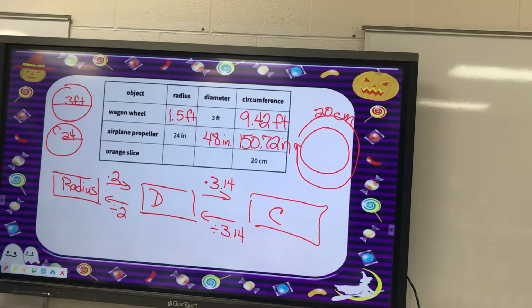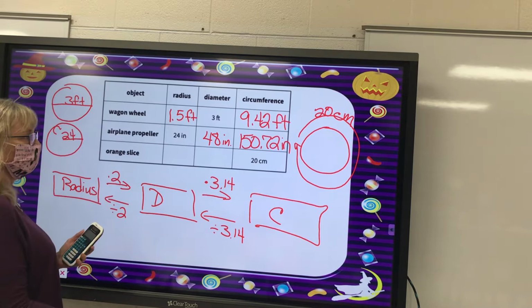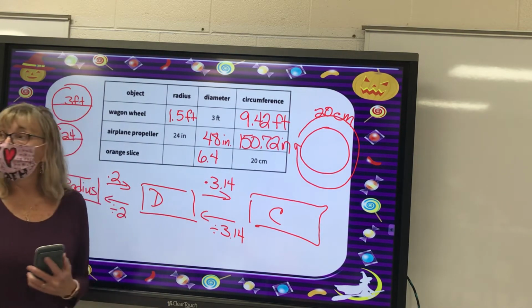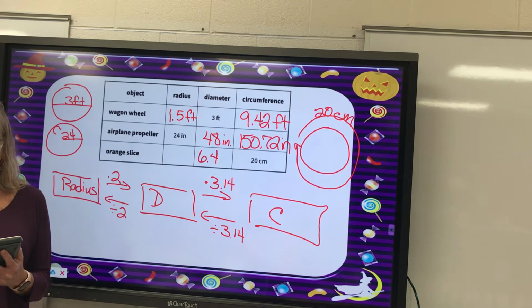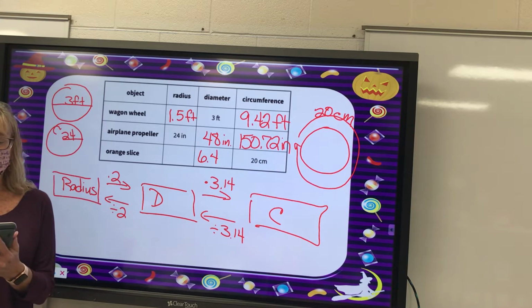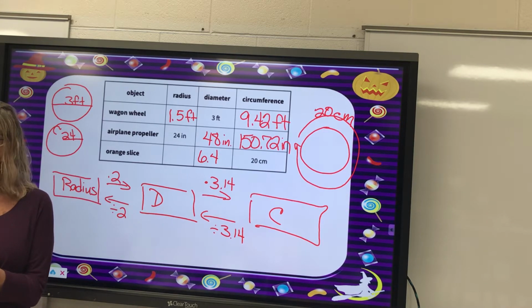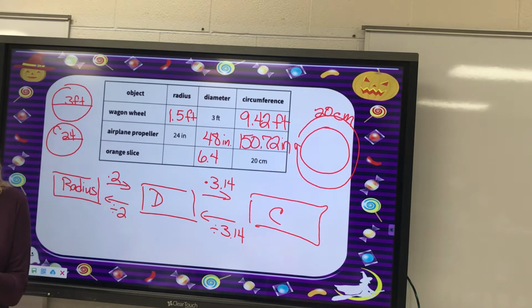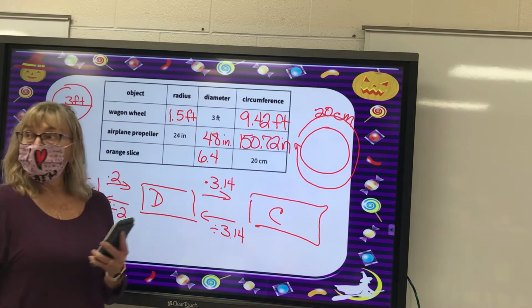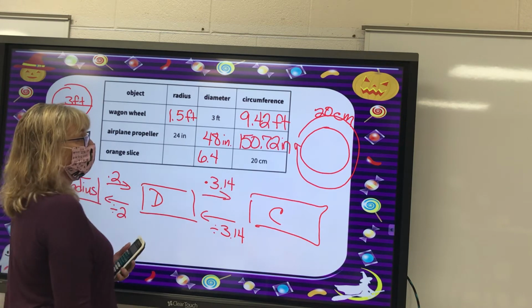Round to the nearest tenth. What does it round to? 6.3. Nope, that's a 6 after it, so it makes the 3 go to a 6.4. When you take 20 and divide by 3.14, you get 6.36942672. So if we're looking at the tenths place, that 3, the 6 after it is going to make it go to a 4. What's the unit going to be?